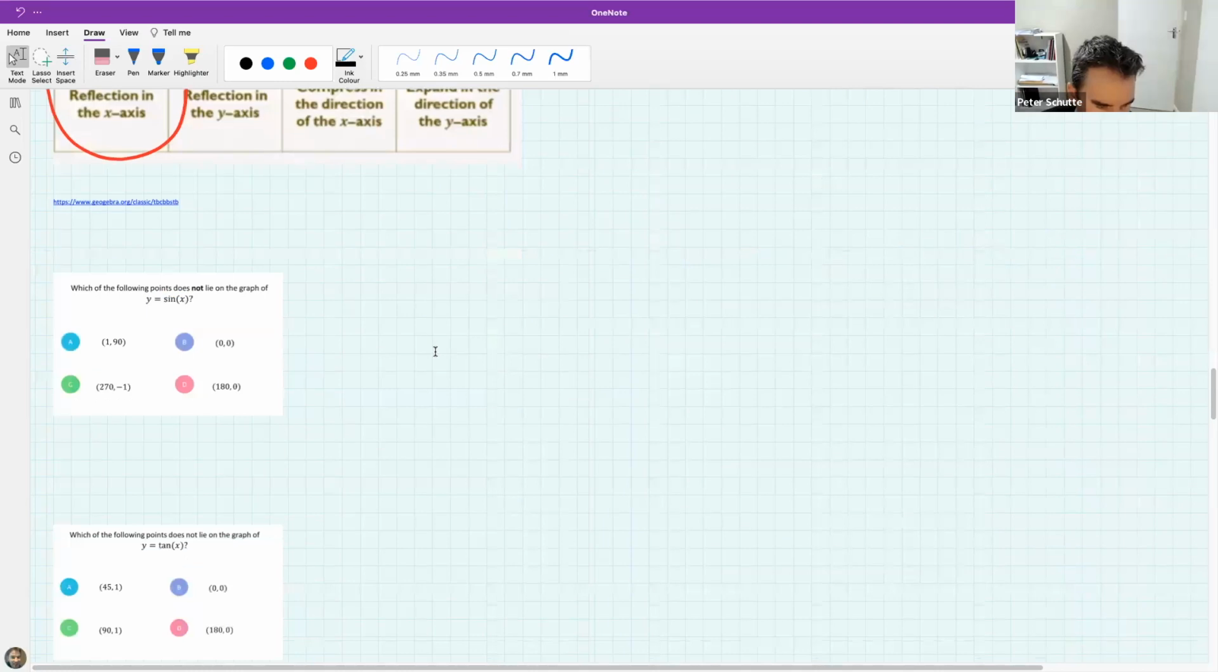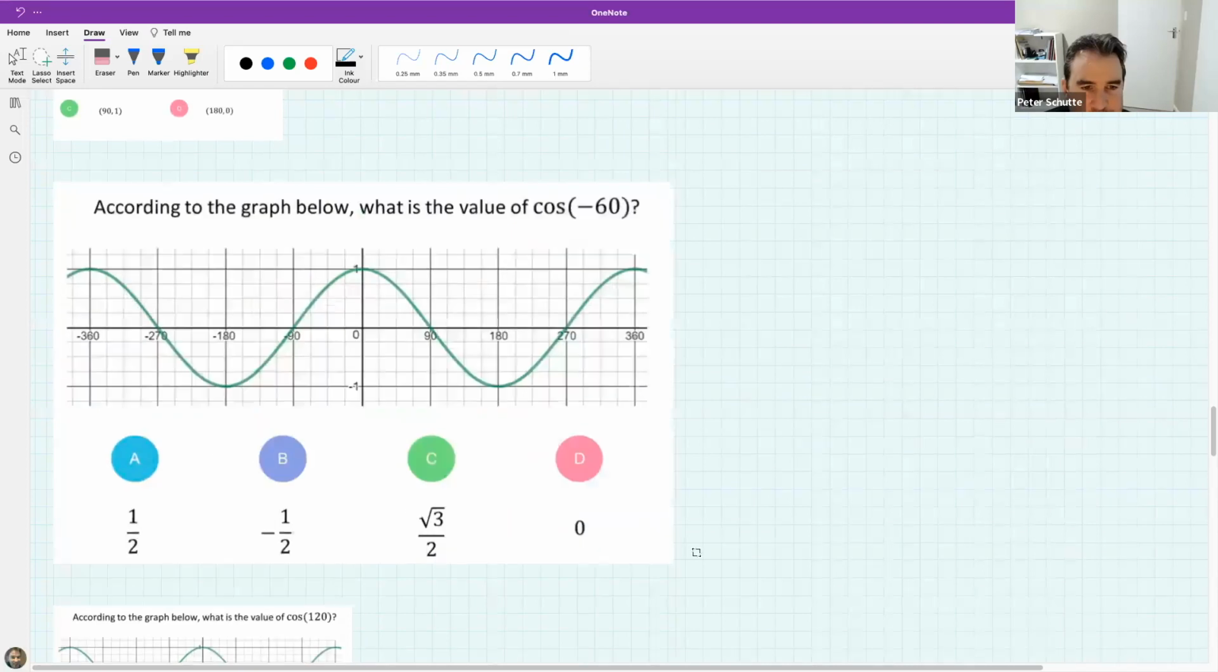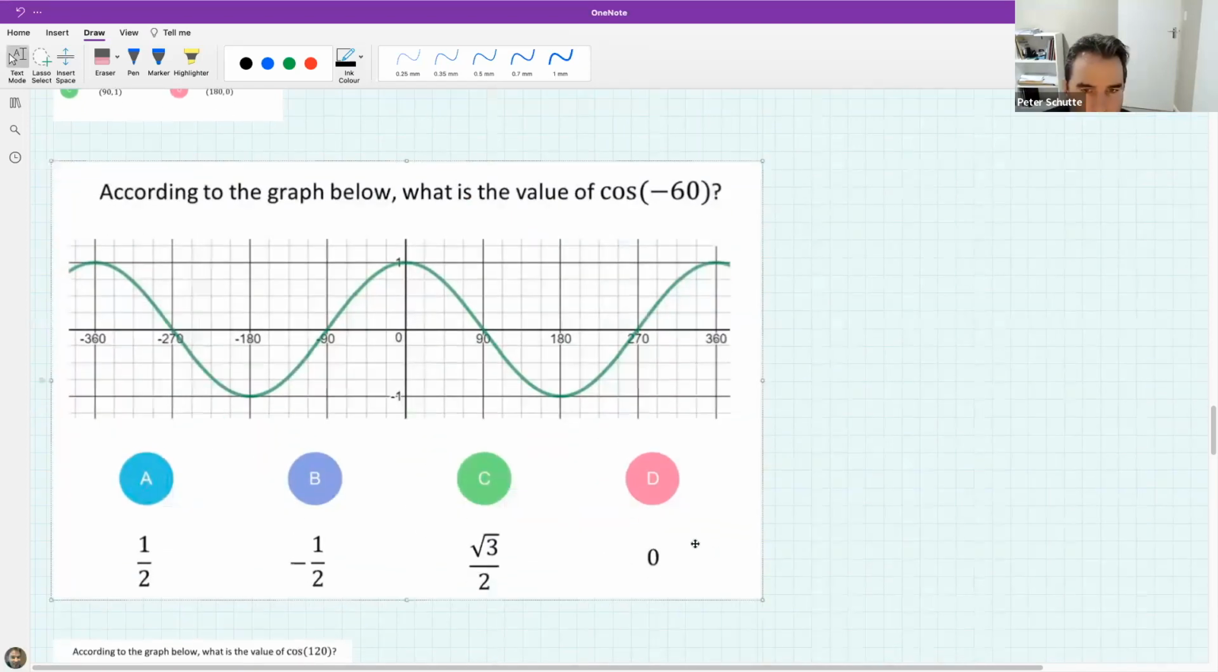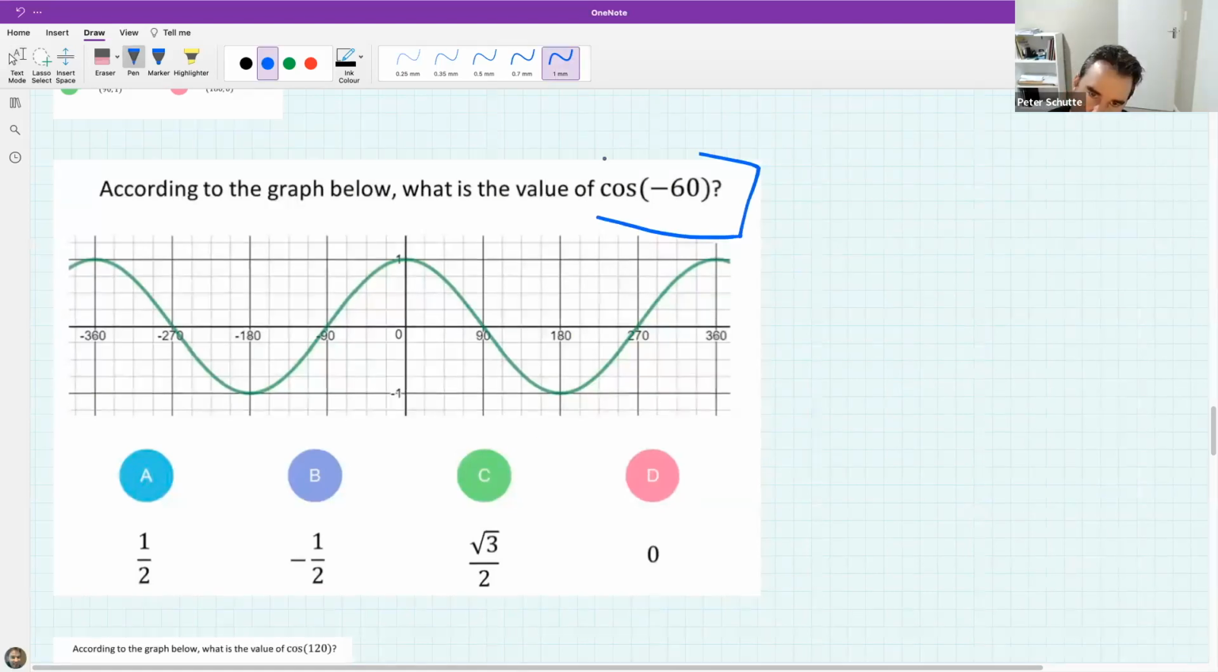Let's go to this graph over here. I want you to tell me, looking at this graph, what is the value of the cos of minus 60? You might need to use your calculator. Now, this is the cos graph itself. What do we think it is? Let me find minus 60.